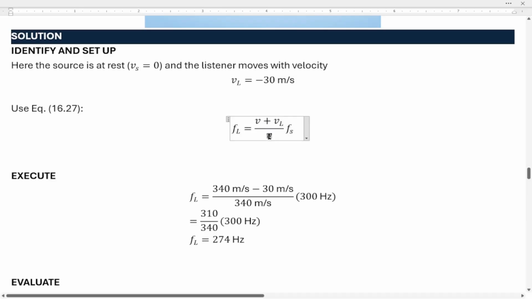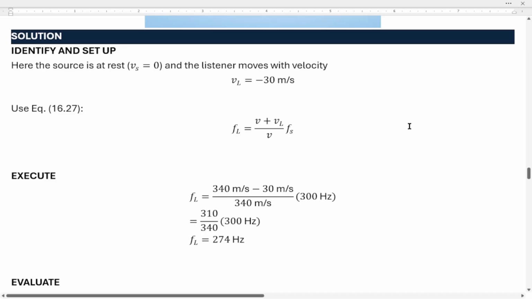Now going back, since the V sub s is equal to 0, we did not write the V sub s in the denominator of the equation. So we have the equation here, F sub L equals V plus V sub L over V, times the F sub S. Again, we don't have the V sub S here because the source of the sound is stationary. And also, yes, it is negative 30 meters per second because the listener is moving away from the source.